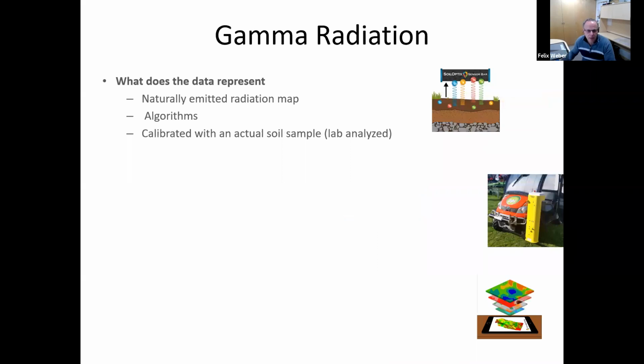What is gamma radiation? It is radiation naturally emitted from soil, and the data is afterwards extracted with algorithms into data that we're going to use.